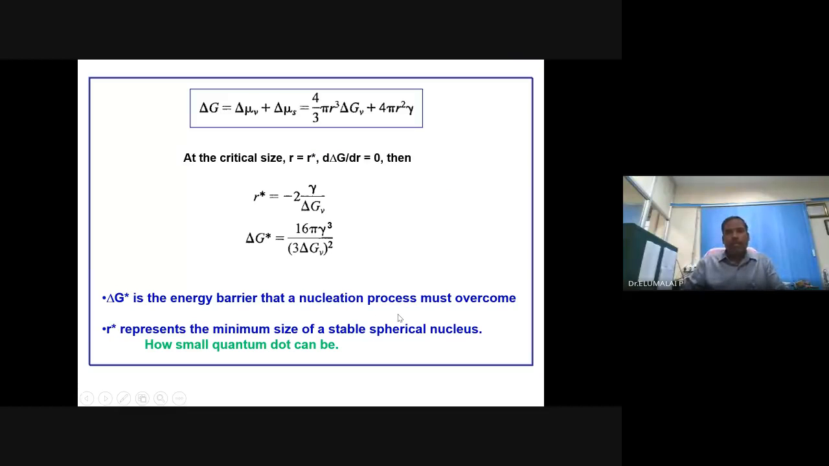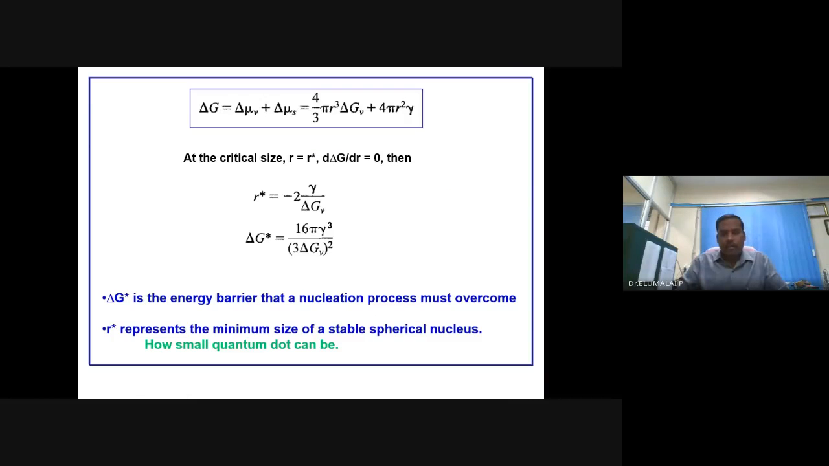And delta G is the minimum barrier energy or Gibbs energy required to overcome the thermodynamics to become negative. Very important. And as I told, I reiterate, R star is the smallest particle size that you can get. How much will it be? Depending on the gamma and the delta GB.